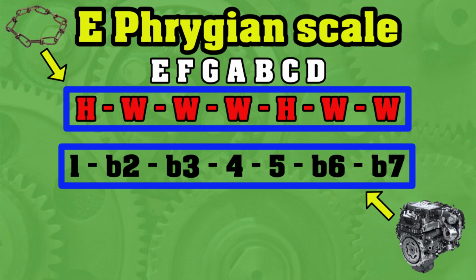So if I hold the note E in the bass, and then I noodle around using just white keys, you're going to hear the sound of Phrygian.